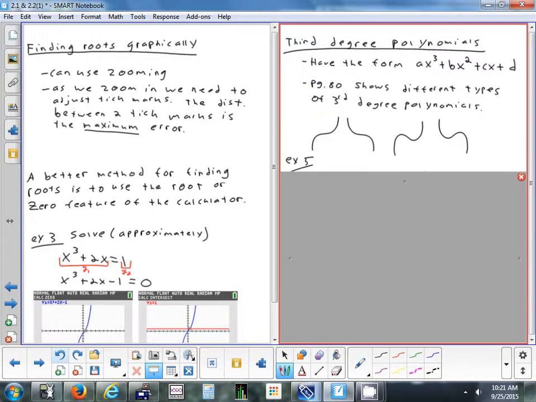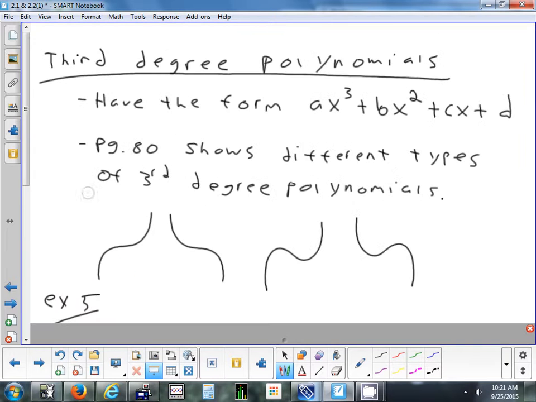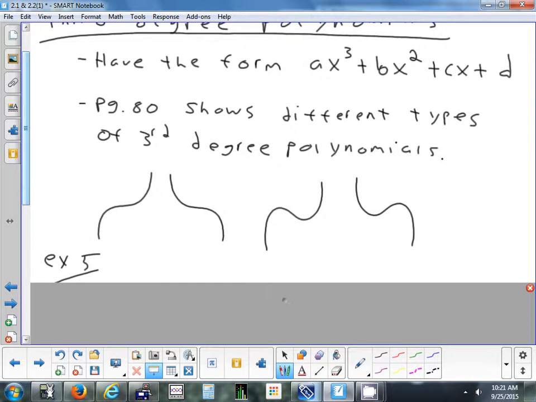You can see on page 80 some of these pictures. In general, that's what a third-degree polynomial looks like. Okay, we've got the ones that keep going up all the time and never turn back on the left. And on the right, okay, we've got the ones that actually do kind of turn back on themselves. And these are the ones where you can get more than one root, or more than one x-intercept.